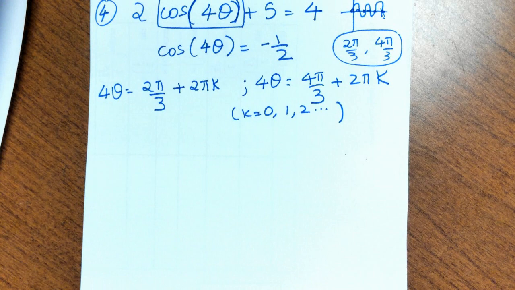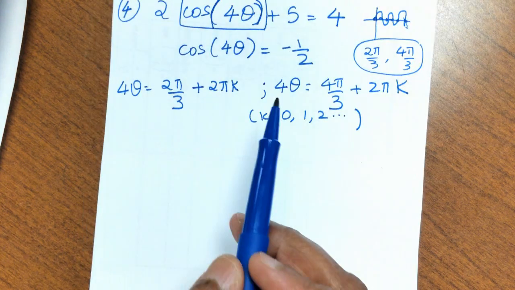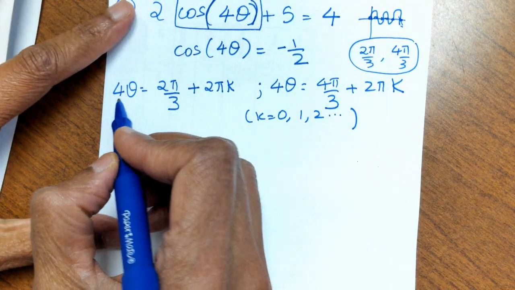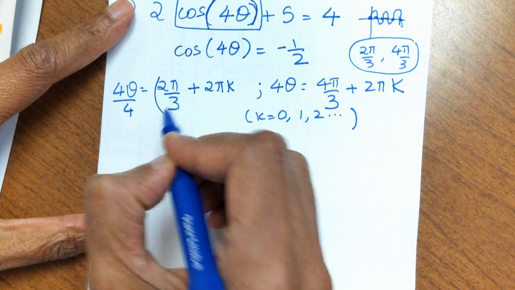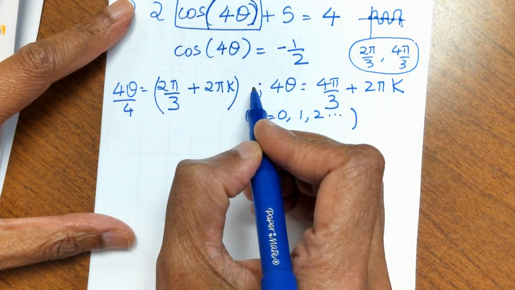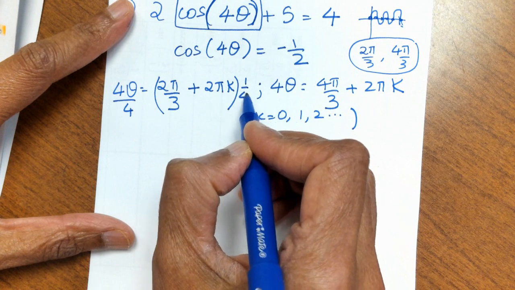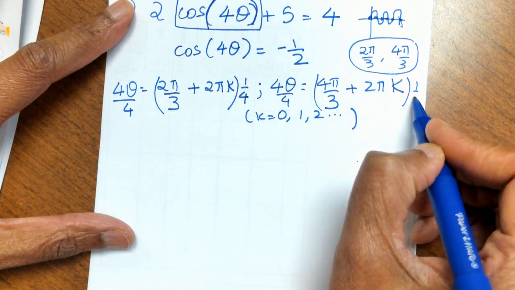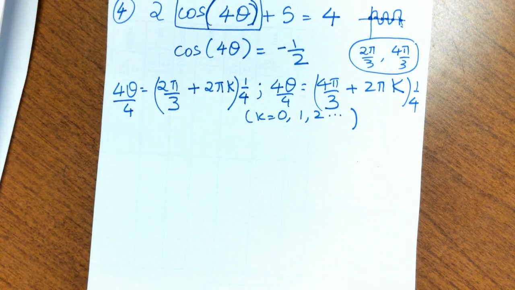Okay, remember what I said? I'm trying to solve for theta, but I have 4 theta. So you will divide the left hand side and the right hand side by 4. Dividing by 4 is the same as multiplying by what? 1/4. Right? It's easier to multiply by 1/4 rather than divide these two terms. Everybody okay so far?